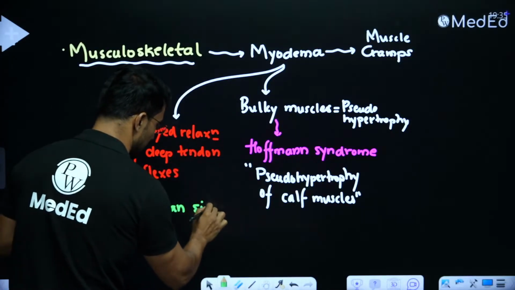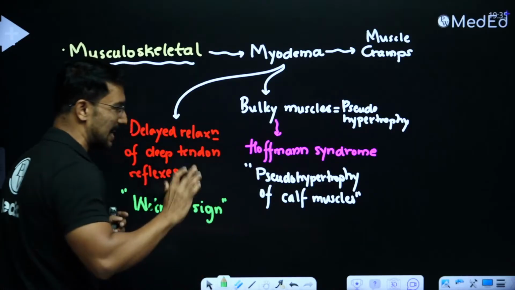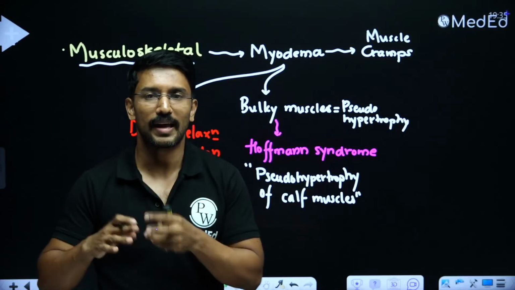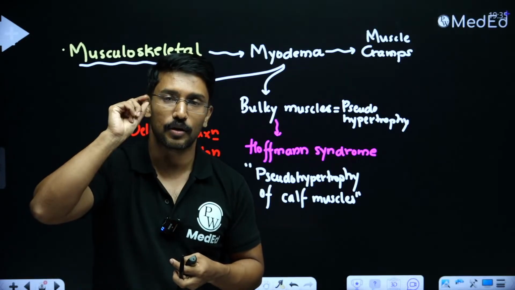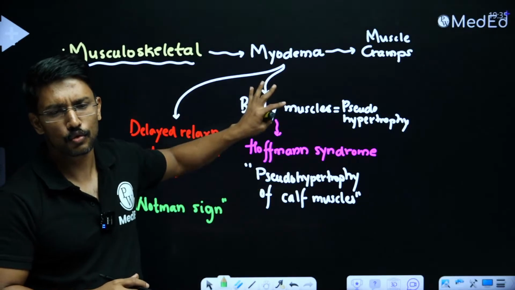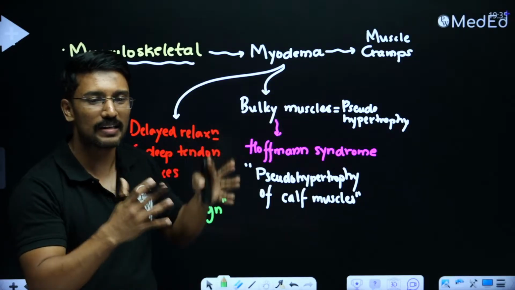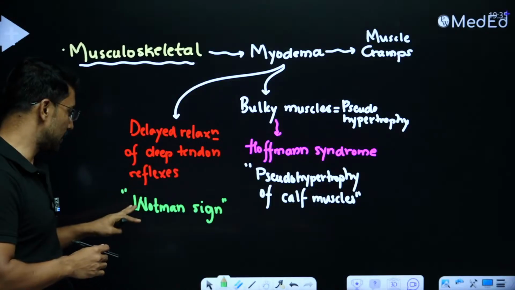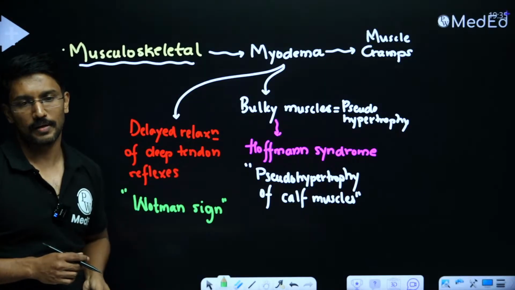Voltman sign. See, I have already told you various named signs. So which was the first sign? Hertoghe sign or Queen Anne sign, where the lateral one-third of the eyebrows are lost. Second is Hoffman syndrome, that is pseudohypertrophy or fake bulky calf muscles. And then third, delayed relaxation of the tendon reflexes, called the Voltman sign.